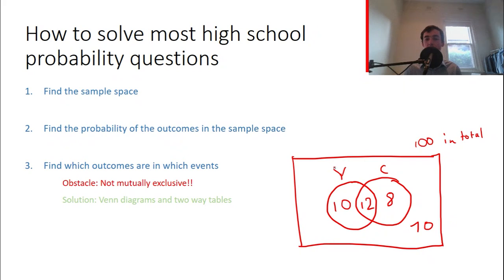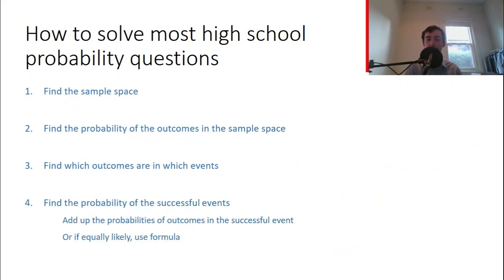Okay, so now we've found out which outcomes are in which events, and this makes it really easy for us to go on to step 4, which we'll do later on. So finally, with step 4, we'll solve these 3 questions. Find the probability of the successful events. That's what all these questions are asking. What's the probability of the successful events?